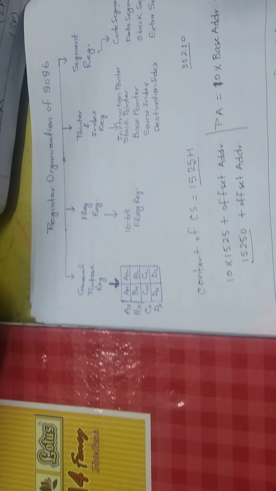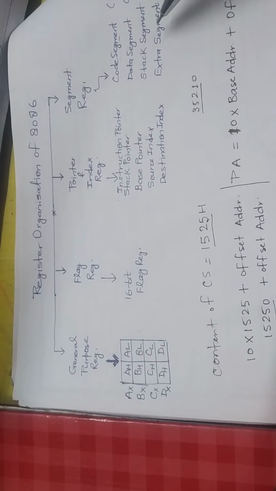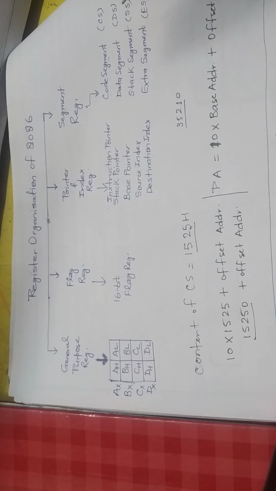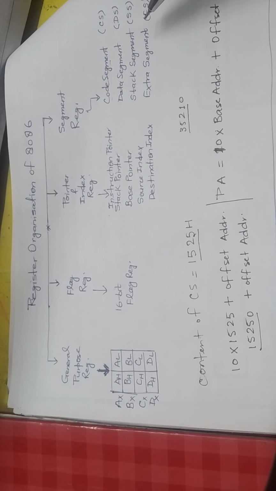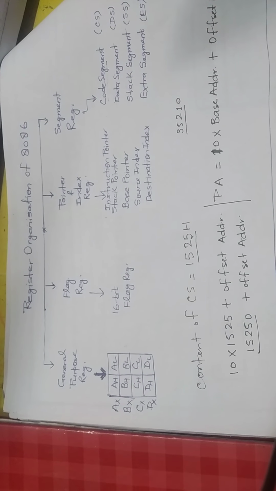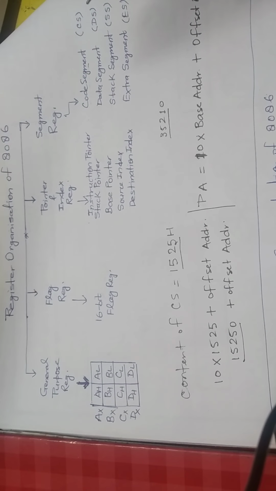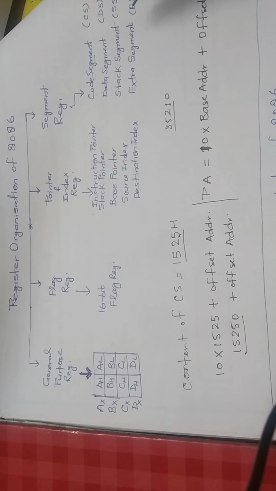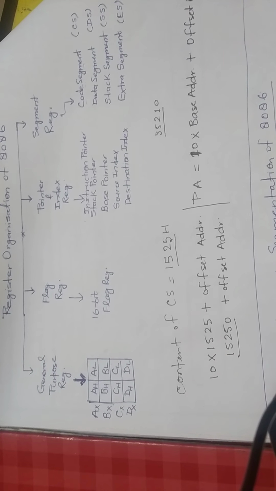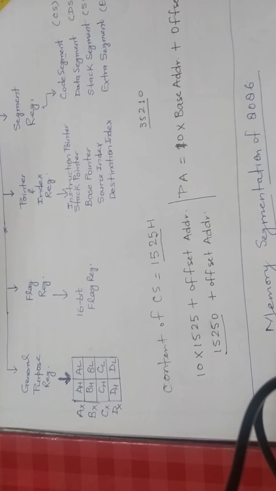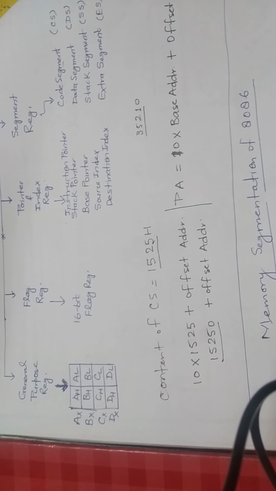It means that these registers are used to show the starting address of the corresponding segment. Not the complete starting address, but the upper 16 bits of the starting address of the corresponding segment. To obtain the complete starting address of the corresponding segment, we have to multiply the content of that segment register by 10, as we have calculated in this example.